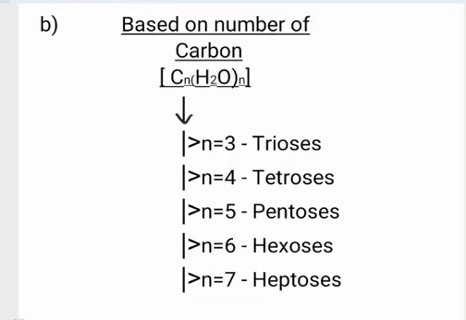Now the second classification of monosaccharide, that is based on the number of carbon. In the general formula of monosaccharide CnH2nOn, depending upon the number of n, they are classified. Like if n is equal to 3, it is known as trioses. If n is equal to 4, it is known as tetroses. If n is equal to 5, it is known as pentoses. If n is equal to 6, it is known as hexoses. And if n is equal to 7, it is known as heptoses.